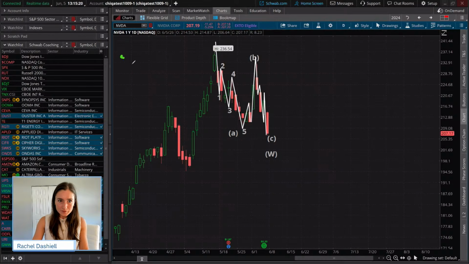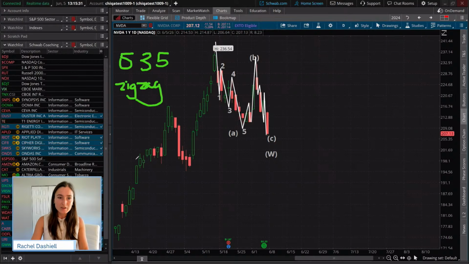So we have our 5-3-5. I'm going to draw that here. 5-3-5, and that is a zigzag. So what we're going through right now is a zigzag. This is our sharpest corrective wave. Now, what I'm showing you here is if this wave is not done and this still needs time to correct itself, sometimes this zigzag forms a double zigzag.